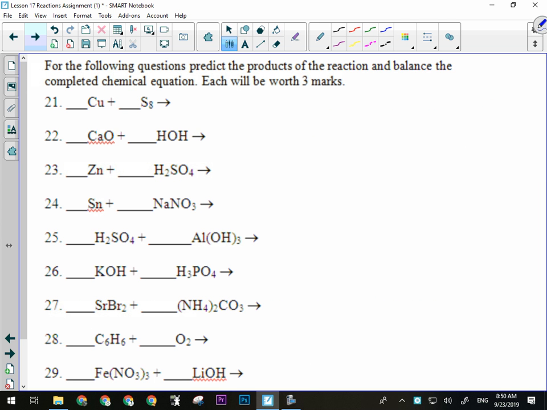Okay, and your last set of 10. Okay, so each one's worth 3 marks. 2 marks for the products, 1 mark for the reaction being balanced correctly. There's no mark for the reaction type here. Okay, so you get 2 marks for products, 1 mark for it being balanced correctly. Be careful with these. Okay, they're all pretty straightforward though.